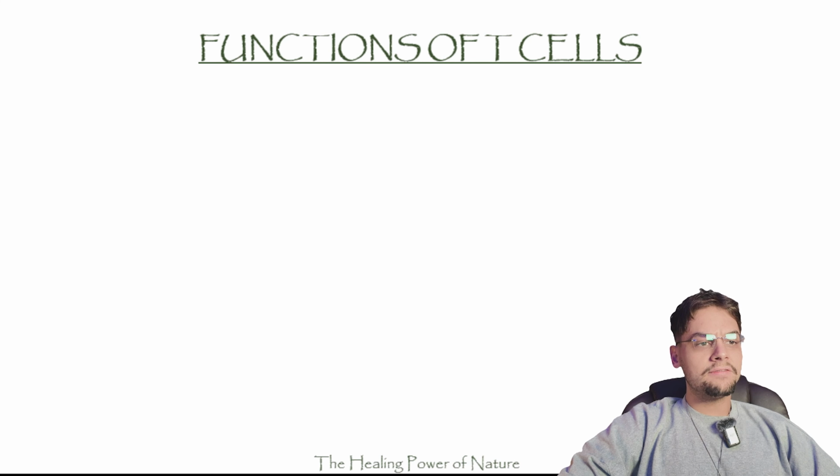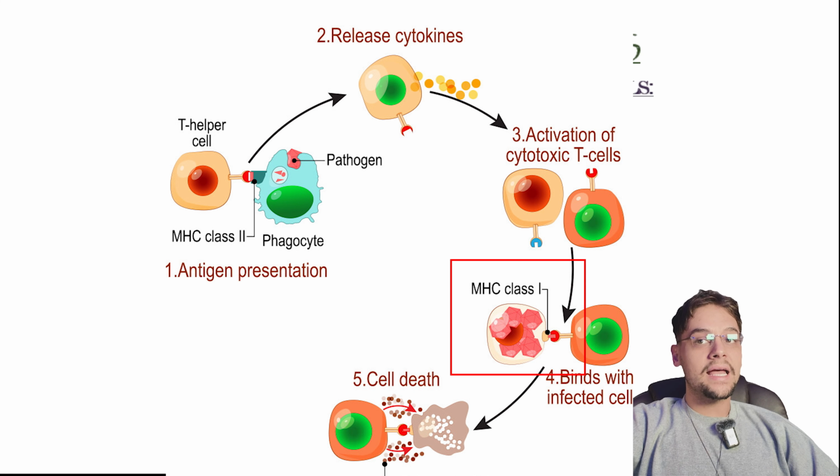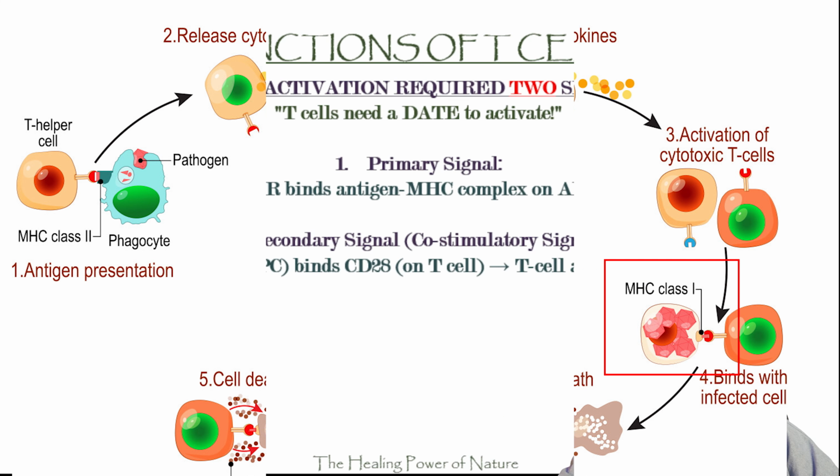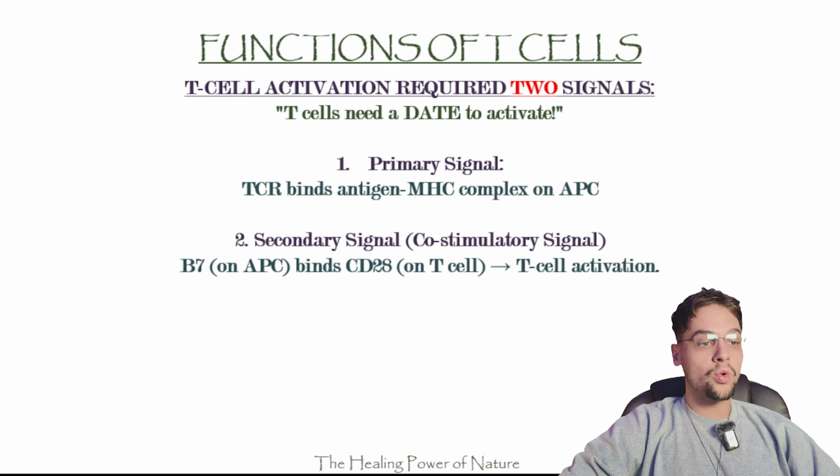So T cell activation requires two signals. T cells need a date to activate. The primary signal, the first signal, is when the T cell receptor binds the antigen-MHC complex on antigen-presenting cells. The secondary signal is a co-stimulatory signal. So B7 on APCs binds with CD28 on T cells, leading to T cell activation. One way you can think about this is 28 divided by 7 is an even number.